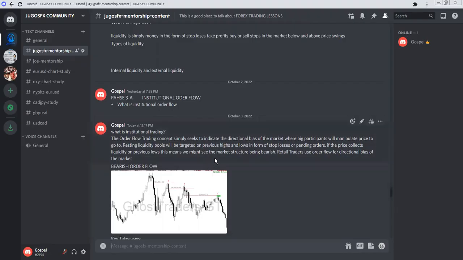Resting liquidity pools will be targeted on previous highs and lows in form of stop losses or pending orders. If the price collects liquidity on previous lows, this means we might see the market structure being bearish. Retail traders use order flow for directional bias.